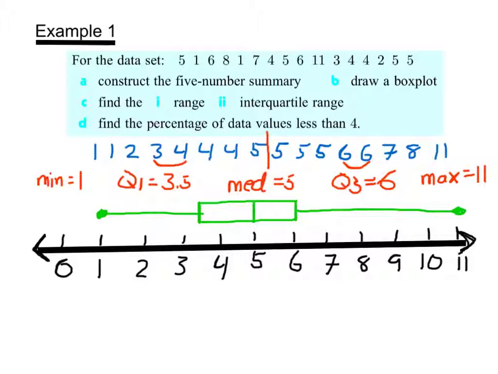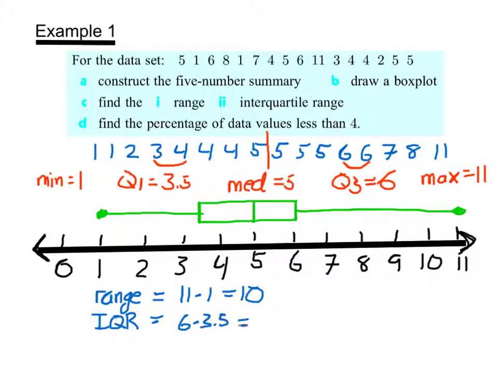Now I can find the range quickly. Again, it's just the maximum minus the minimum. So I have 11 minus 1, and I get a range of 10. The interquartile range is Q3 minus Q1, so I have 6 minus 3.5, so my IQR is 2.5.